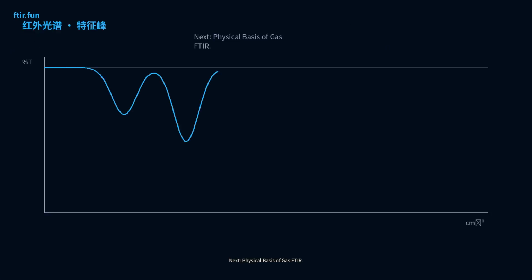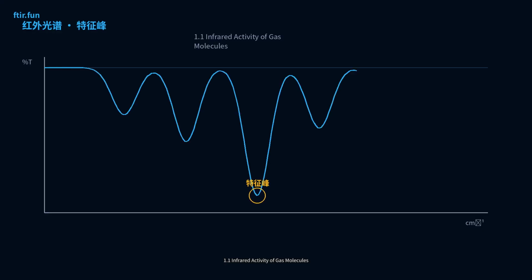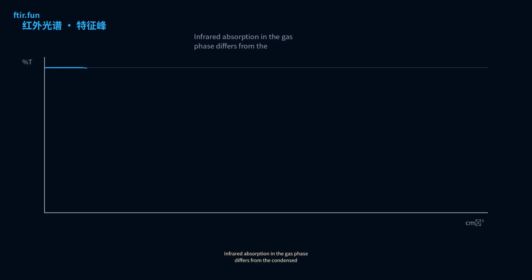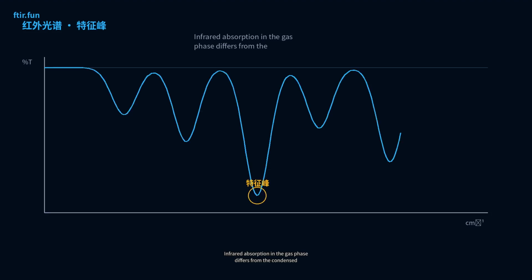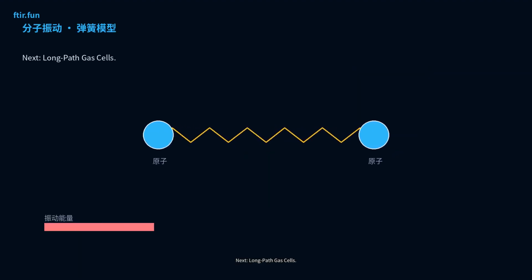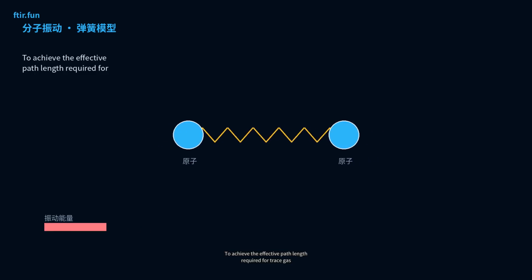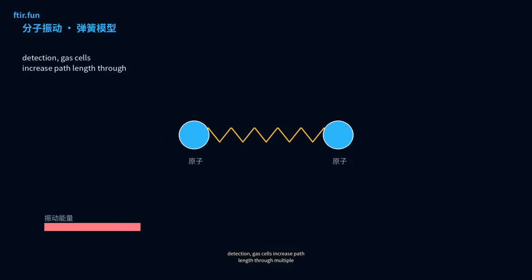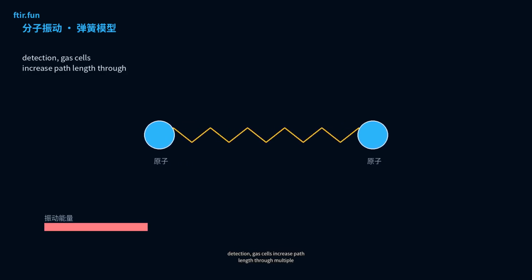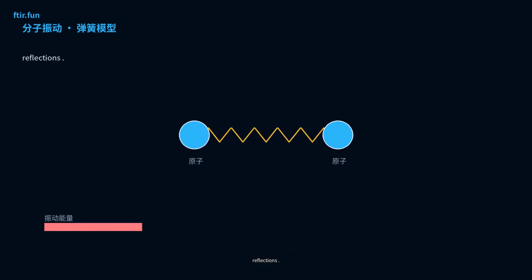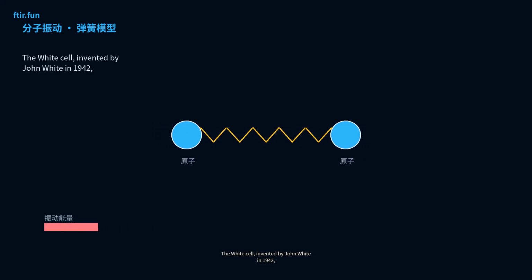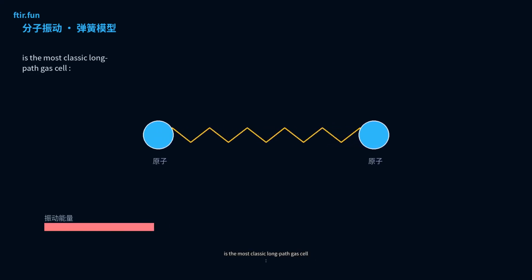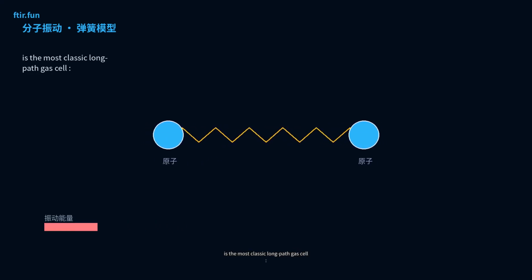Next, physical basis of gas FTIR, 1.1 infrared activity of gas molecules. Infrared absorption in the gas phase differs from the condensed phase. Next, long-path gas cells. To achieve the effective path length required for trace gas detection, gas cells increase path length through multiple reflections. The White cell, invented by John White in 1942, is the most classic long-path gas cell.